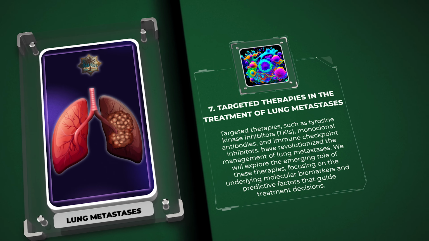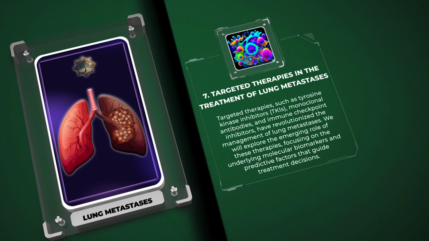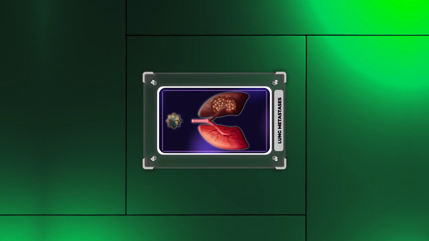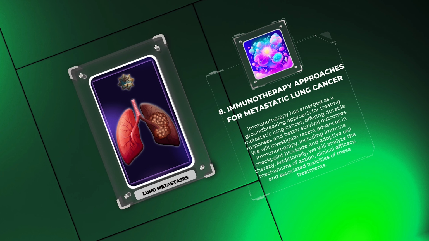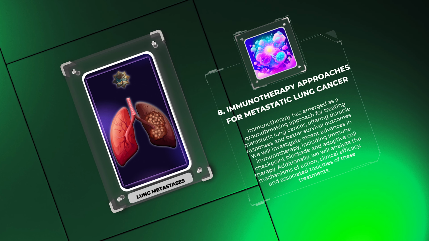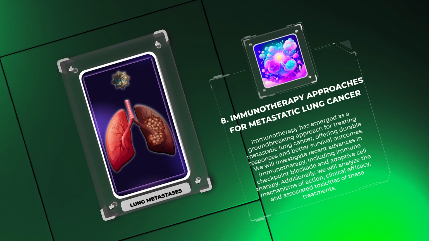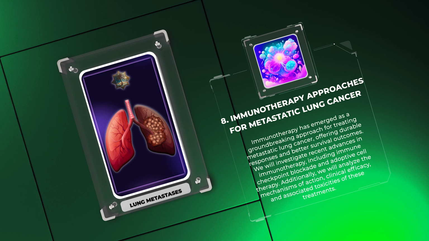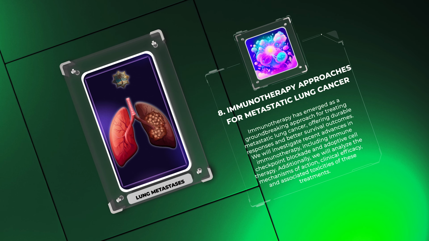Targeted therapies, such as tyrosine kinase inhibitors, TKIs, monoclonal antibodies, and immune checkpoint inhibitors, have revolutionized the management of lung metastases. We will explore the emerging role of these therapies, focusing on the underlying molecular biomarkers and predictive factors that guide treatment decisions. Immunotherapy has emerged as a groundbreaking approach for treating metastatic lung cancer, offering durable responses and better survival outcomes. We will investigate recent advances in immunotherapy, including immune checkpoint blockade and adoptive cell therapy. Additionally, we will analyze the mechanisms of action, clinical efficacy, and associated toxicities of these treatments.